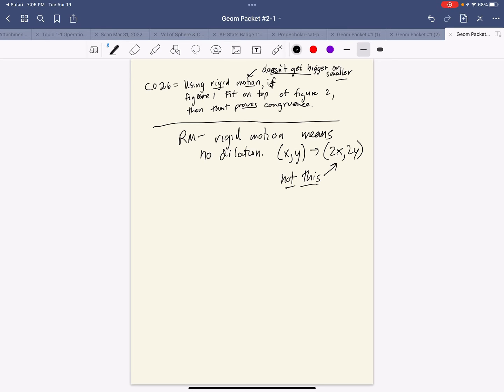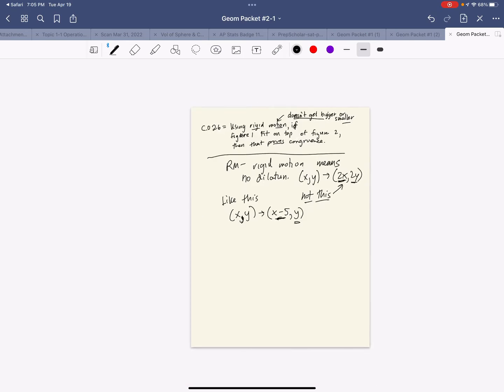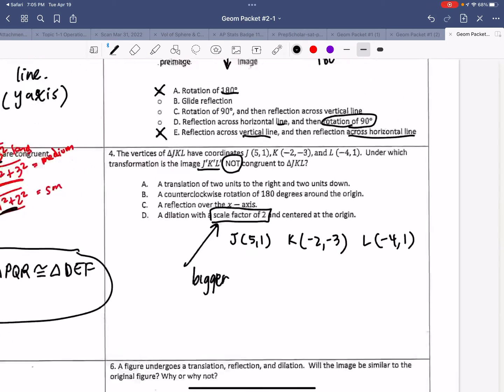Well, it would look like this. If I had a coordinate and I just translated it, it's not going to make it bigger or smaller. It just moves it to the left. So if I move something to the left, 5, now it's going to look like that. So I'm okay when I'm adding or subtracting numbers, but I'm not okay when I'm multiplying numbers. Okay, let's take back a look at this question.